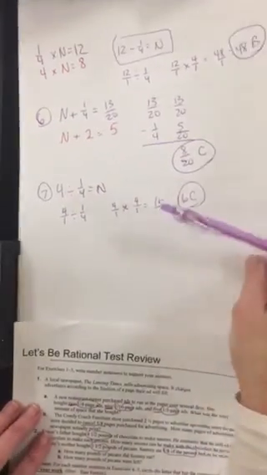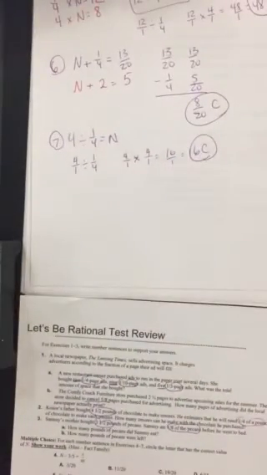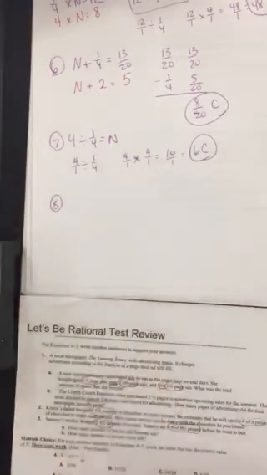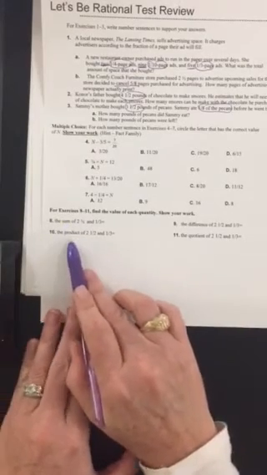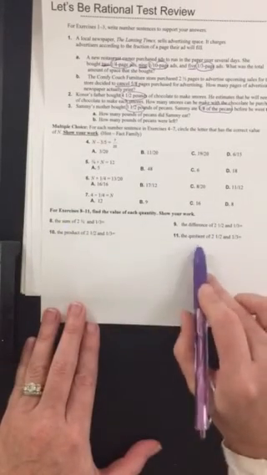Number 8. 8 through 11, it just says find the value of each quantity, show your work. So this is where you're going to have to know your terms. You have to know that sum means add, product means multiply, difference means subtract, quotient means divide. You're going to have to know those terms.